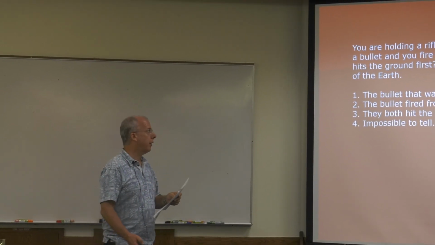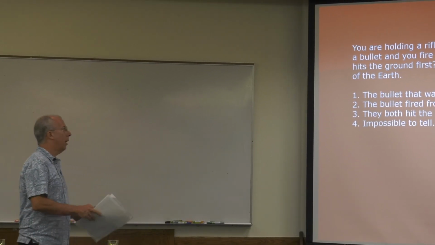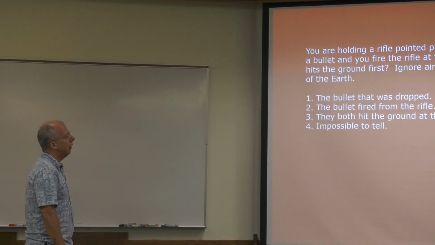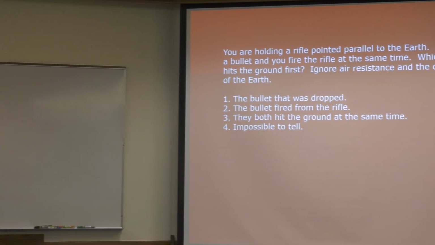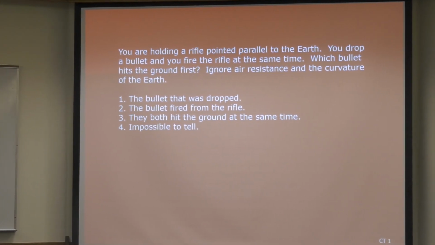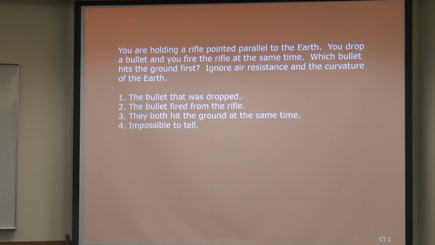All right, so here is a question for you. You're holding a rifle pointed parallel to the earth. You drop a bullet and you fire the rifle at the same time. Which bullet hits the ground first? Ignore air resistance and ignore the curvature of the earth, so we're assuming flat earth. Okay, so pause your video and figure it out.